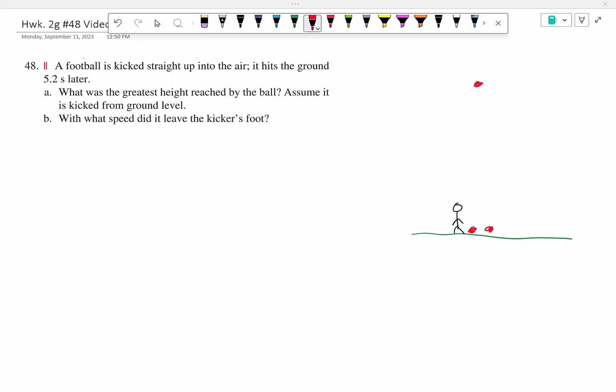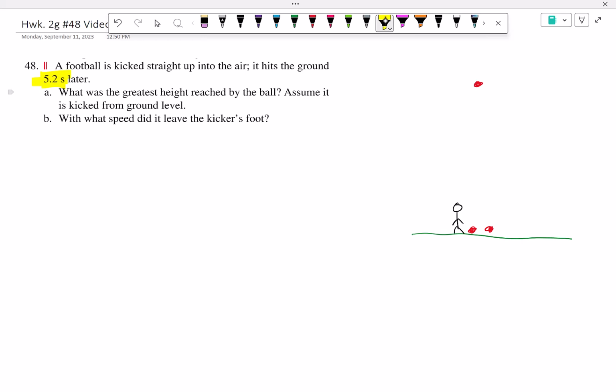I think it was 2G, number 48. Basically, it says a football is kicked straight up into the air. It hits the ground 5.2 seconds later. And that's it. That's all the information that they give you. And it seems like, oh no, I can't do this. But there's a lot of hidden assumptions here and some things we can take advantage of that we'll use.